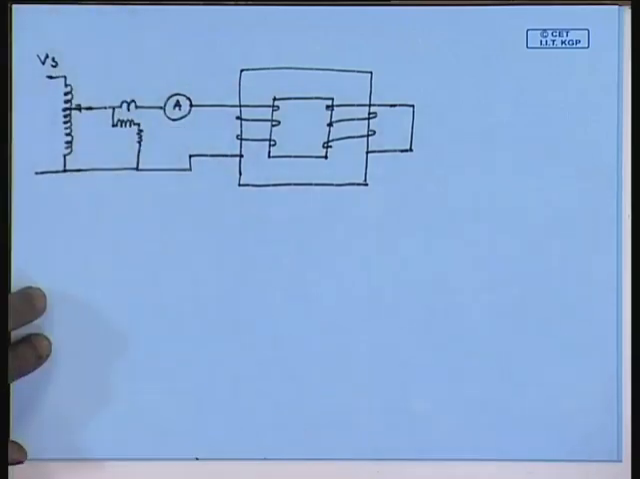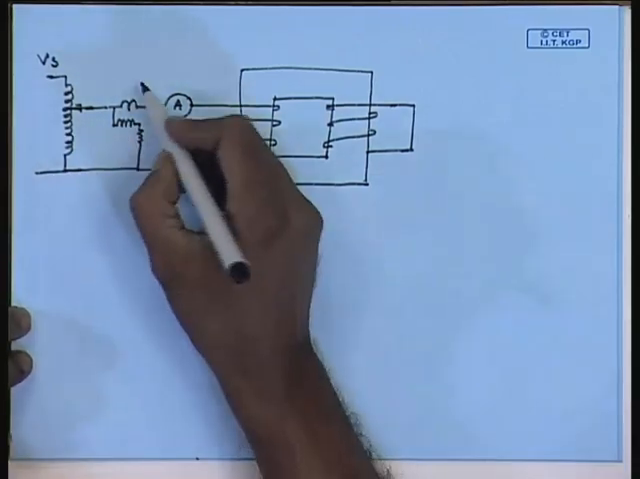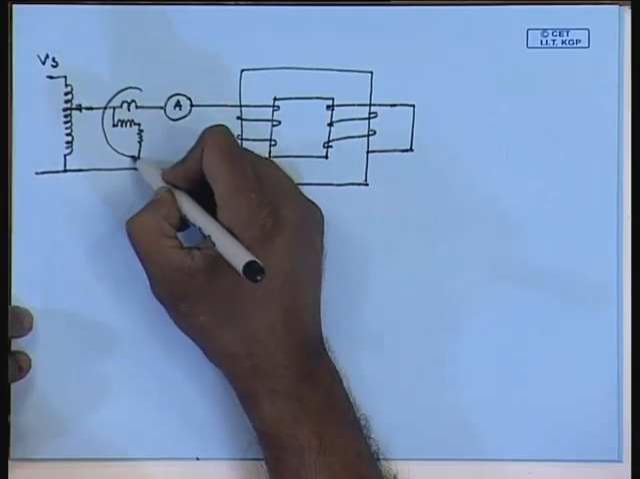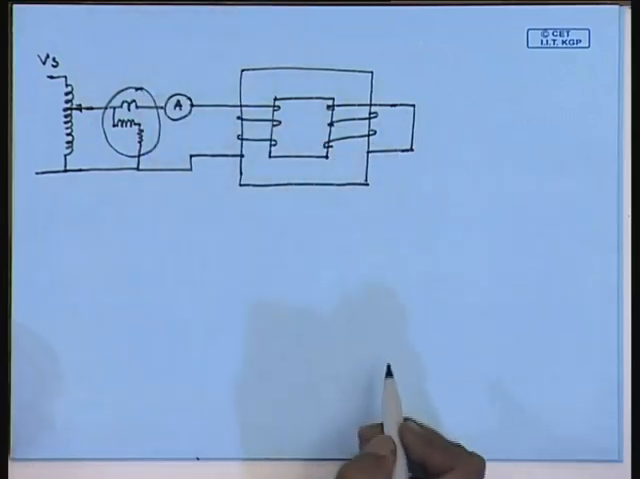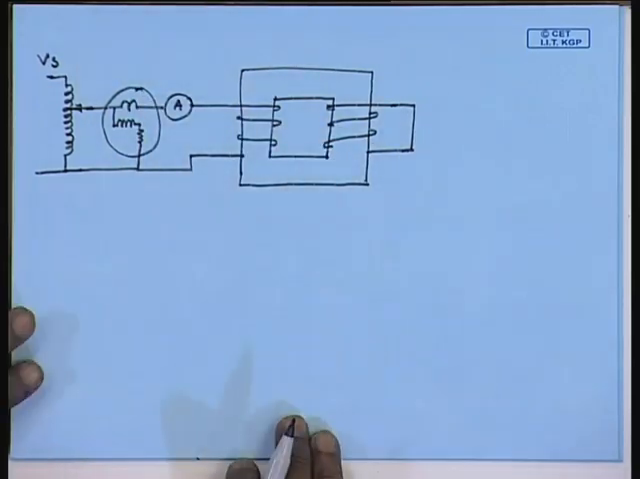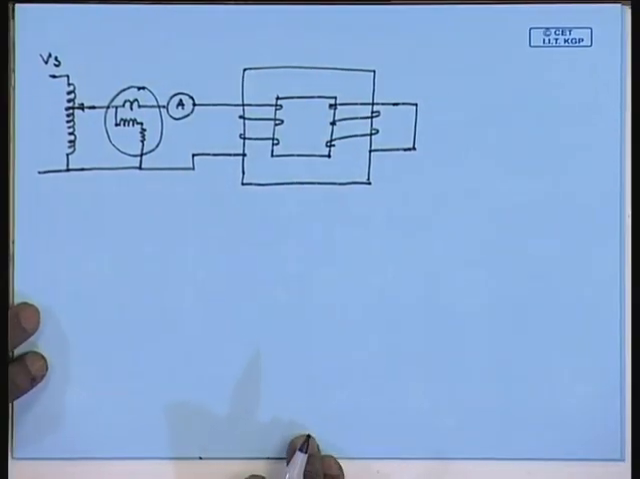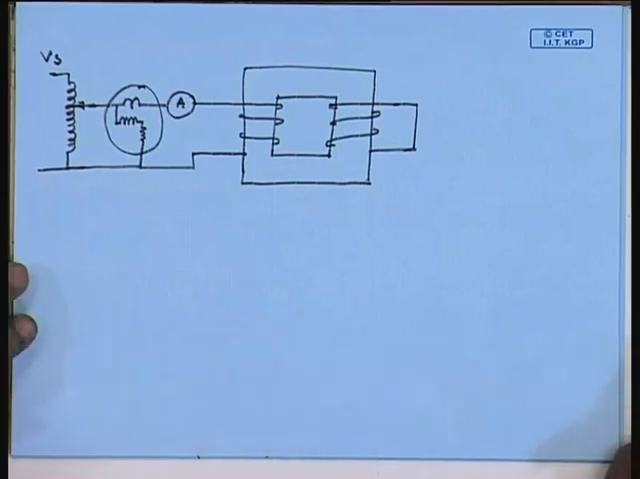It can be the same variac or some other variac. Again, as before, in the case of no load test, the question arises which side should be shorted and on which side the supply should be applied.